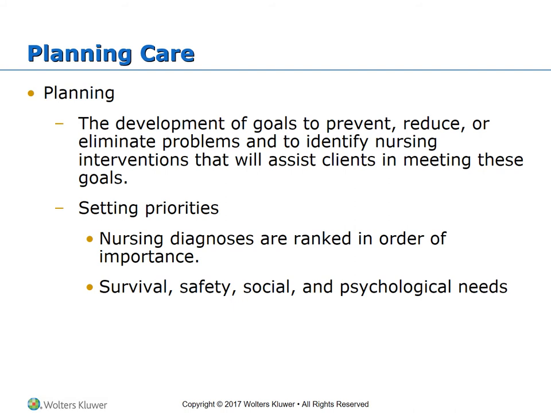So, planning our care. Who is involved with the ongoing planning of care? It is all healthcare team members. The planning is the development of goals to prevent, reduce, or eliminate problems, and to identify nursing interventions that will assist clients in meeting these goals. We're going to set priorities. Remember Maslow's hierarchy. We're going to go from O2 to fluids to nutrition. Nursing diagnoses are ranked in the order of importance: survival, safety, social, psychological needs. We always want our diagnoses ranked in the order of importance.